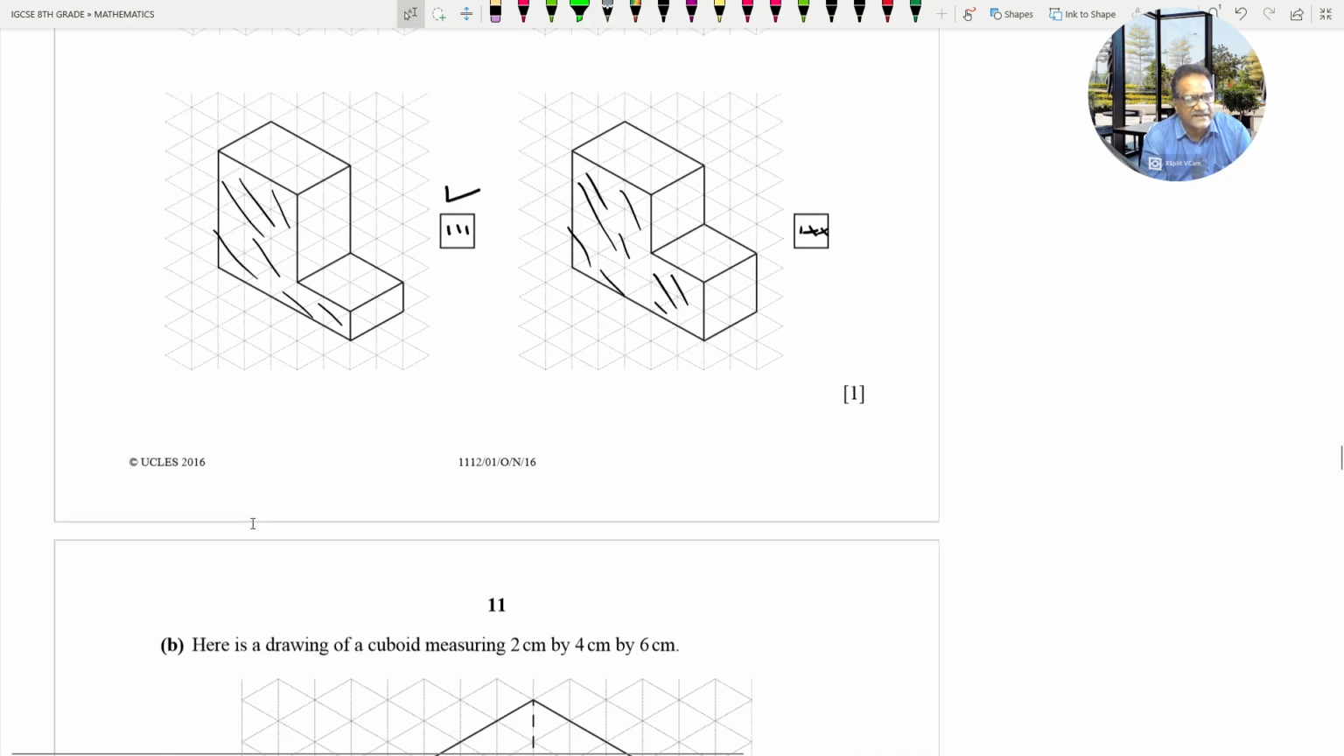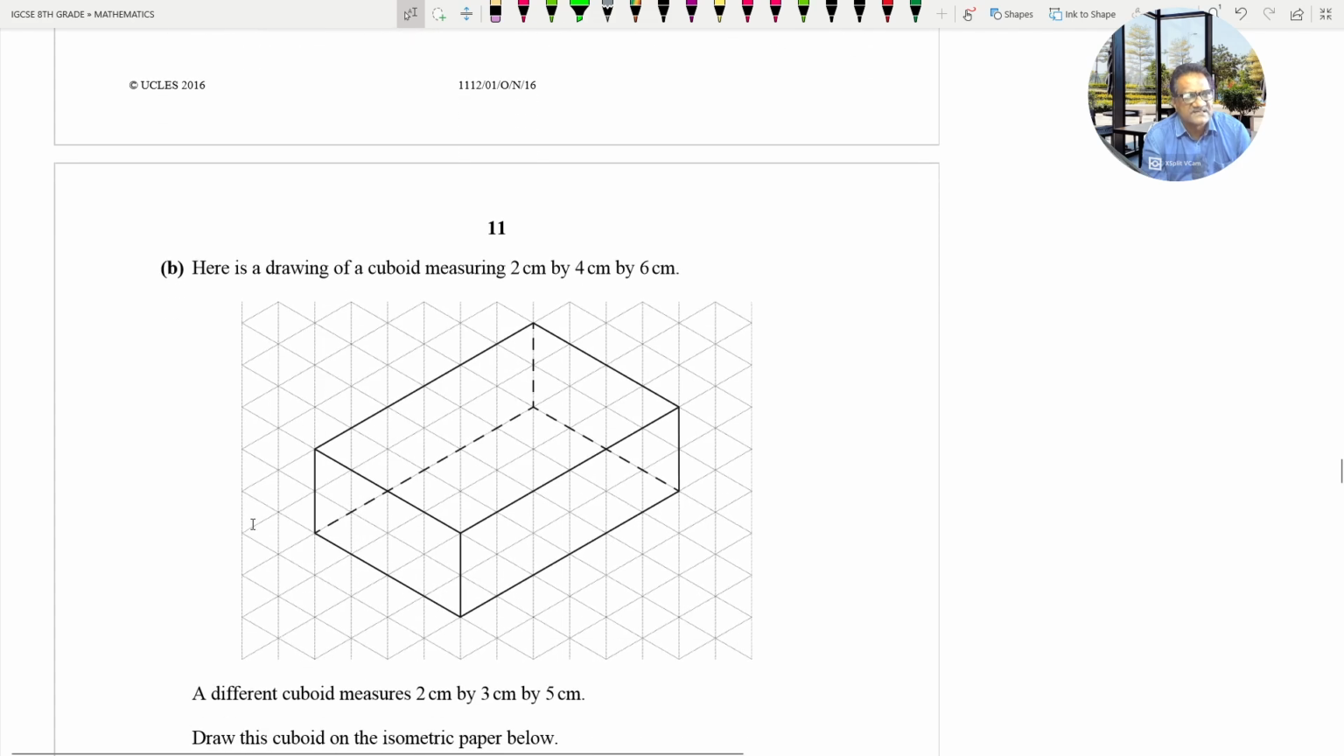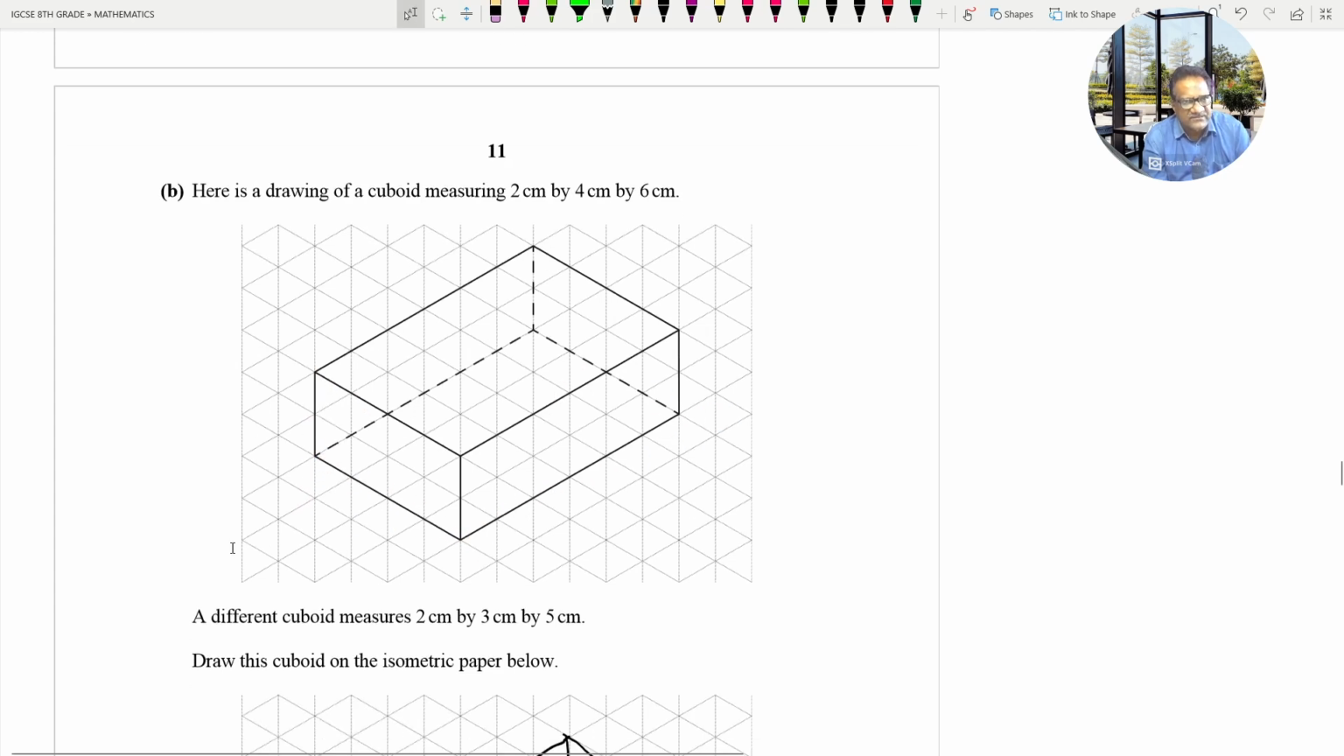Now question number 17B is, they have shown you a cuboid over here measuring 2 centimeter by 4 centimeter by 6 centimeter. So see, this 2 centimeter is the height. Can you see 2 blocks? And then 4 centimeter is the width, 1, 2, 3 and 4. And then 6 centimeter is the length, 1, 2, 3, 4, 5 and 6. So it is 2, 4 and 6. It goes this way, 2, 4 and 6. Now this cuboid is given to you for reference.